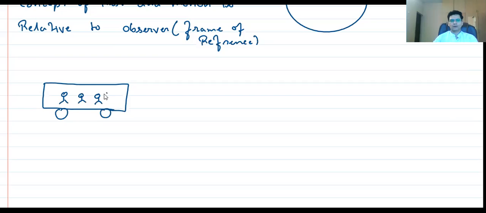Suppose this is Shravya, this is Esther, this is Tavishka. Now according to Tavishka, if all of you are sitting, would Esther and Shravya be in rest or motion? Rest, agree, right?